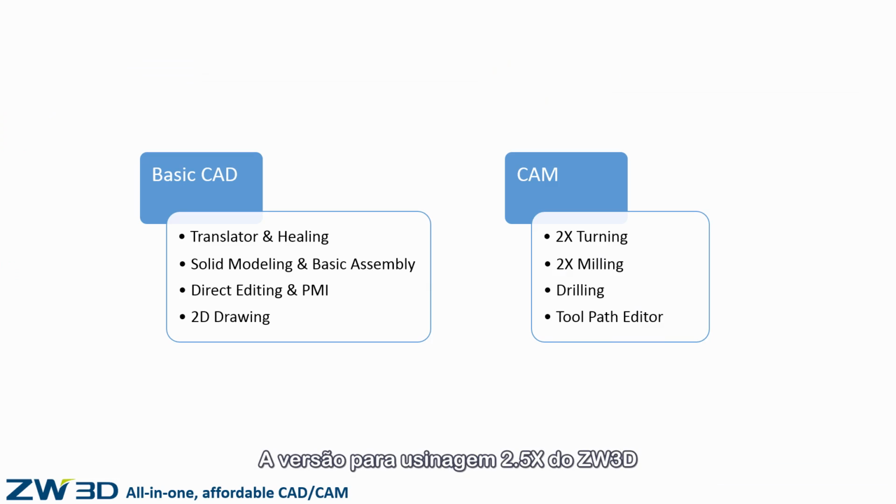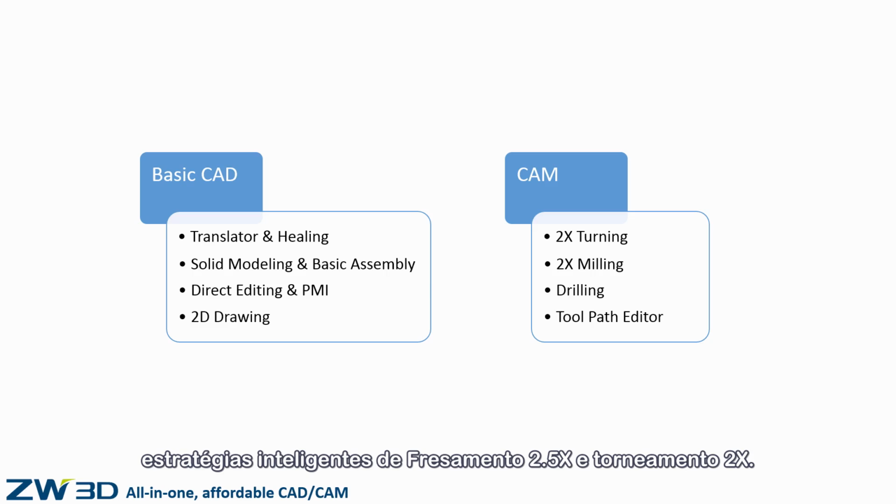ZW3D 2x machining version is a 2.5 axis machining solution with simple workflow and intelligent tactic for both 2.5 milling and 2x turning.